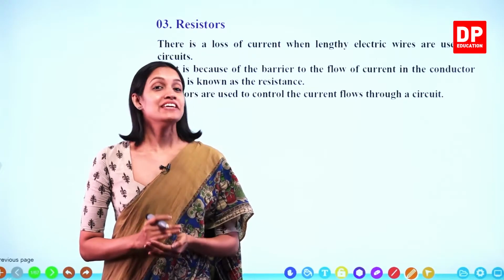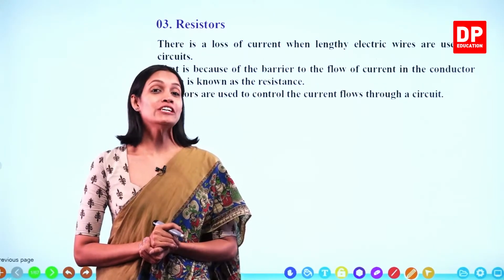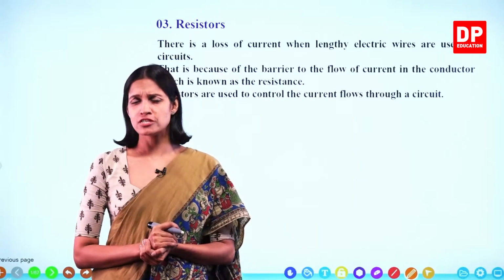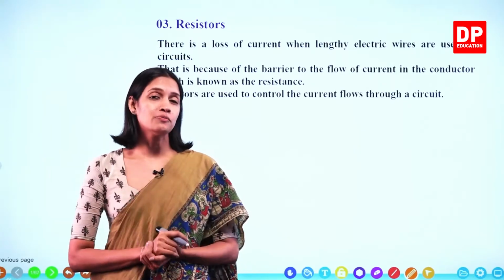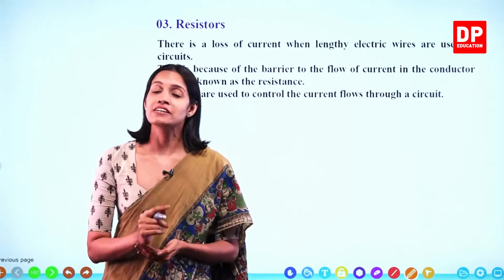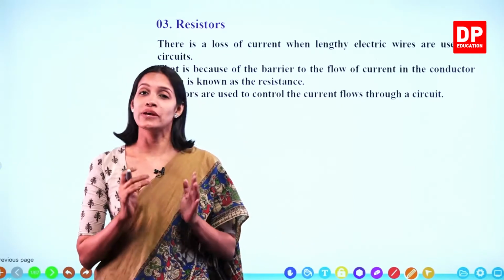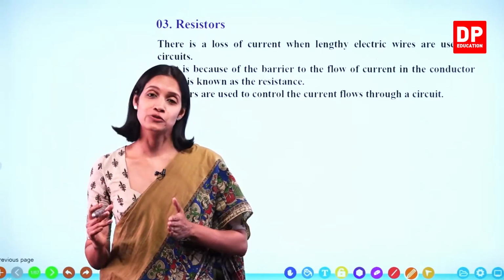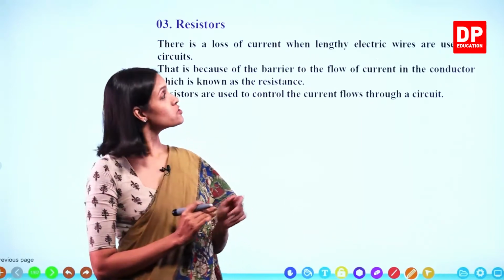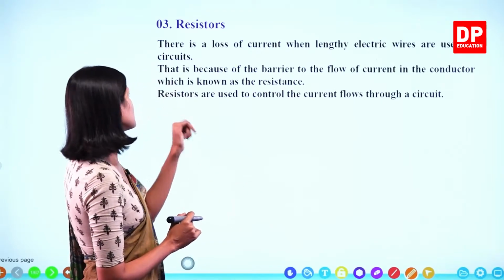Right, children. In this chapter, we are going to learn about electronic components. Do you remember what electronic components we learned so far? We learned about LEDs and diodes. Now, LED means light emitting diode. It's also a type of diode. So here we are going to learn about resistors.